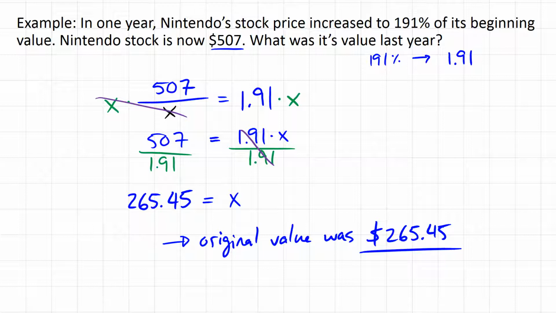We can also pause and ask ourselves, does this value make sense? It does. It should be less than $507 since we know that the price increased to $507. So I'd only really be worried if we tried that question and got something bigger than $507. That wouldn't make a lot of sense.